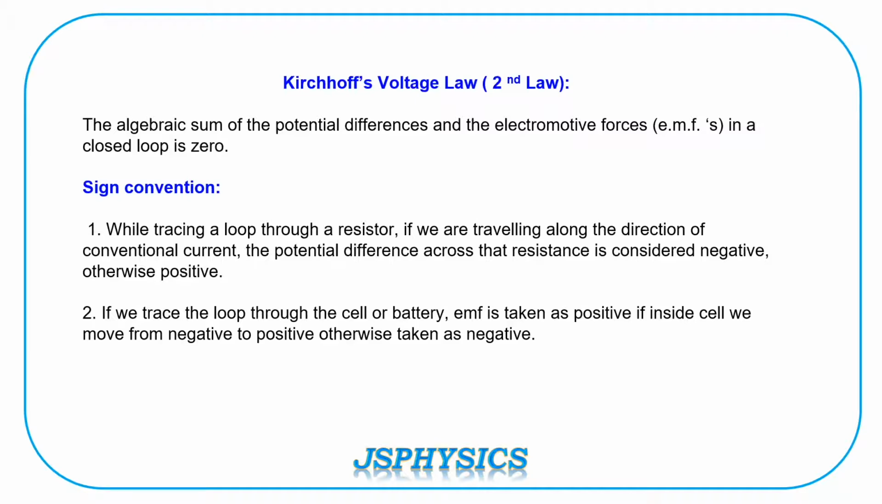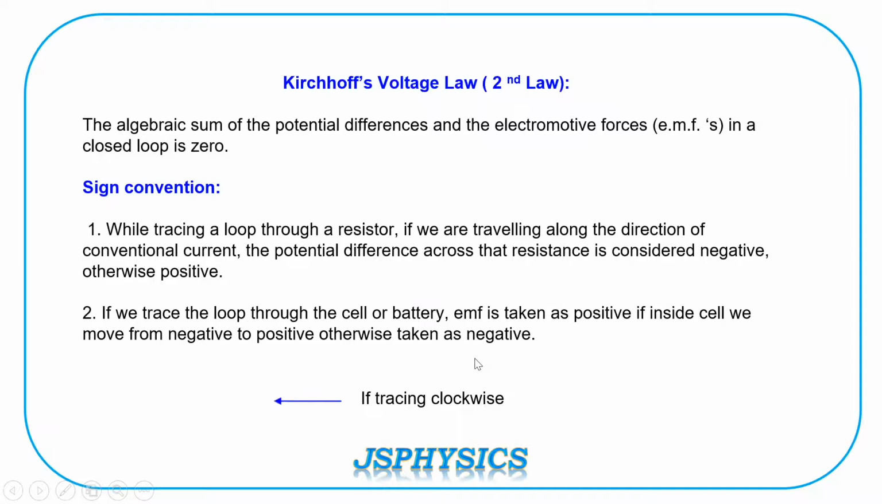Another sign convention is while tracing the loop, if we come across a cell or battery, then inside the cell or battery, if we travel from negative to positive, then that EMF will be taken as positive, otherwise it is taken as negative. So by using these sign conventions, we can apply Kirchhoff's voltage law to a given loop. Let us see how we can apply it.